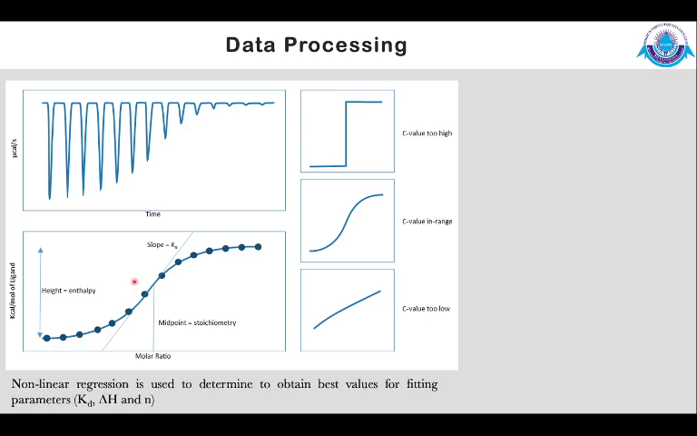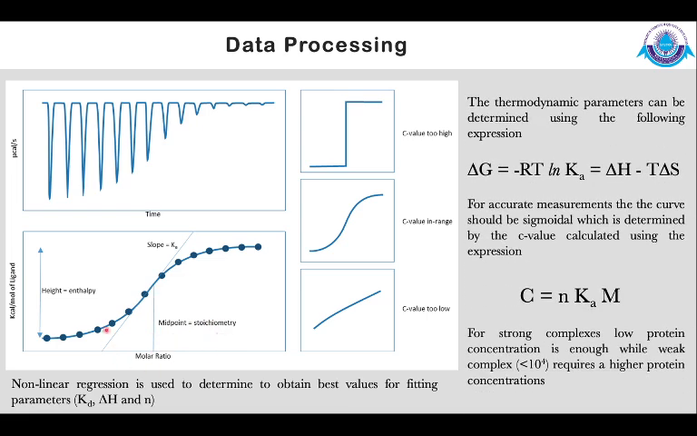Okay, so we use non-linear regression to fit a curve to this, and obviously the parameters that we could extract from this plot are the height, which is equal to the enthalpy change, the slope, which is the affinity constant Ka, and the midpoint, which is the stoichiometry, the molar ratio. If it is 1 to 1 or something like that, then we will get this one. Okay, from these three values, we can extract the other thermodynamic parameters, because I said we could get delta S, delta G, and so on.